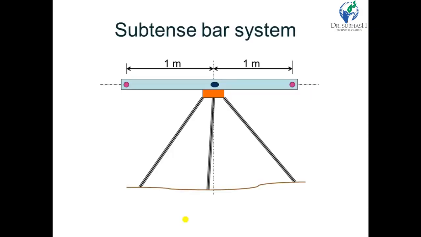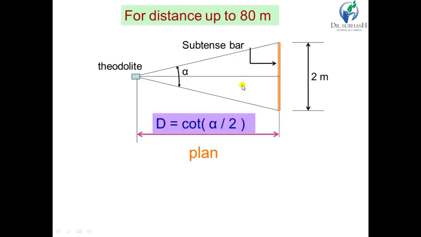Now we are moving to the subtense bar system. Generally, it is a metal bar consisting of 3 markings, one in the middle and two at the sides. It has a similar distance from the middle to both sides, like 1 meter. A 2 meter subtense bar is given in the figure.